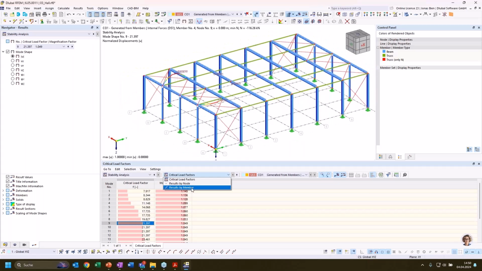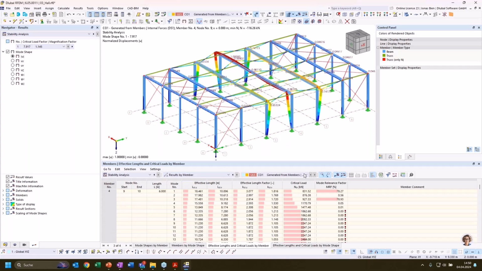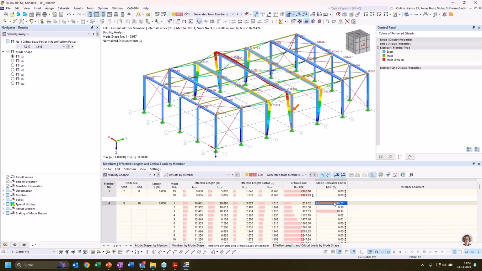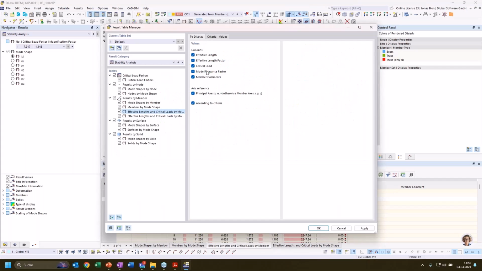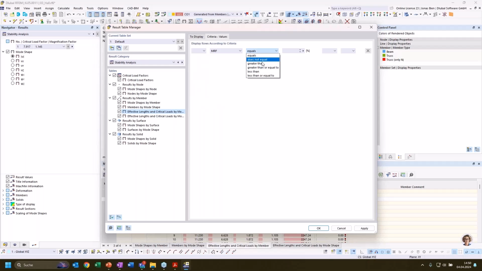And in order to filter these out, I can again use the mode relevance factor. So I just go to the table effective length and critical length by members. I click on my member number 4. I get the whole table here. So I get the mode relevance factor for all 20 mode shapes that I have calculated, and I see that only in 2 of these mode shapes my column member is really participating in this mode shape. So these would be the only 2 mode shapes that would be suitable for extracting the buckling length. I could, of course, again apply the filter to make it more accessible.